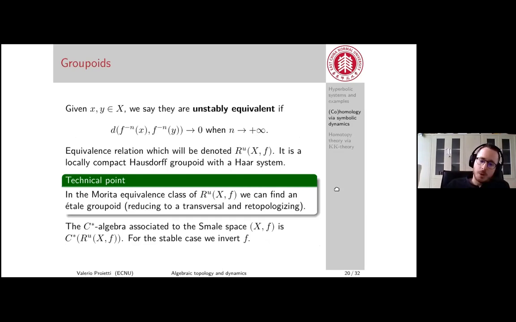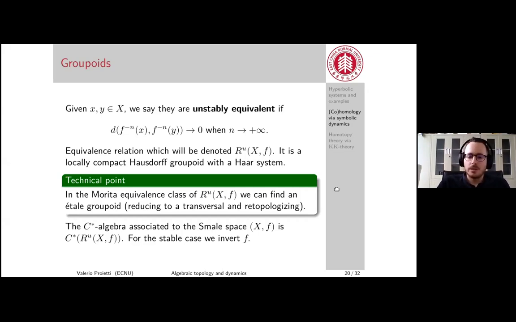So because groupoids will play a role, I will introduce groupoids, and the C star algebras, of course, will be C star algebras of these groupoids. So there are two equivalence relations, one is dual to the other in the sense that one is obtained by inverting the map on the dynamical system. So I will focus on one.